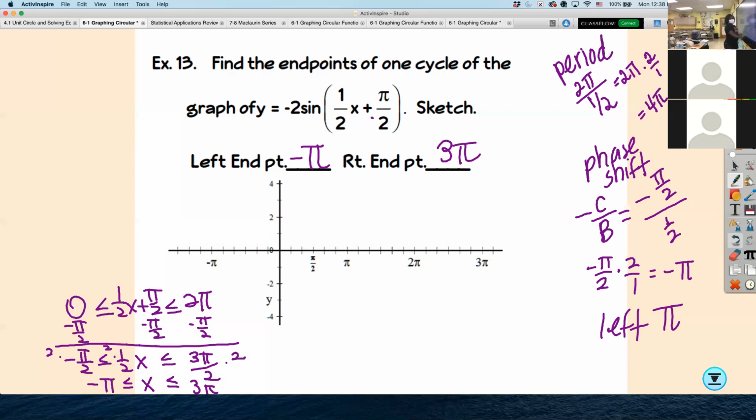Now, granted, the problem didn't ask me for all of this. It asked me for the endpoints, which we got, and to sketch it. But I just want to make sure you guys understood that. So I have to multiply all of my x values by 1 over b. What's 1 over 1/2? 2. To apply my phase shift, I'm going to either add or subtract it. Since my phase shift was negative pi, I'm going to subtract my phase shift. So I'm either going to add or subtract my phase shift after I multiply my x values by 1 over b. That's how you get the new coordinates of your x.